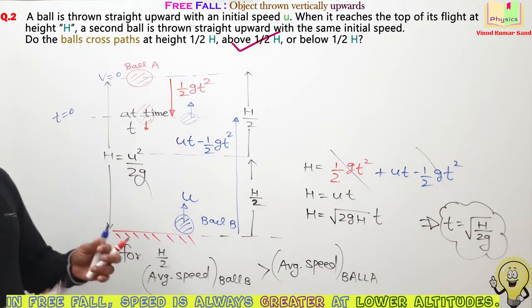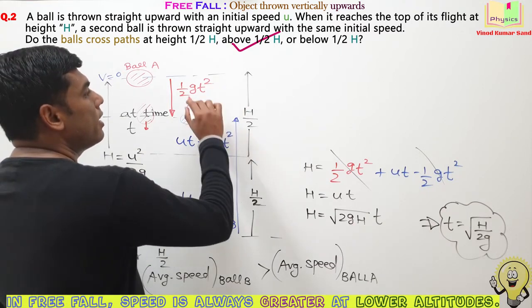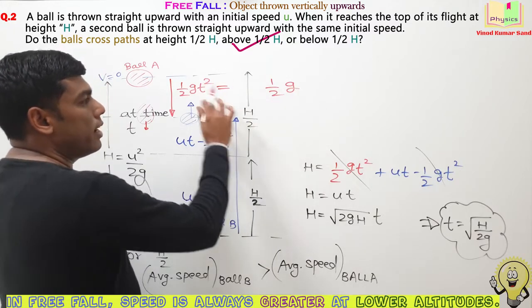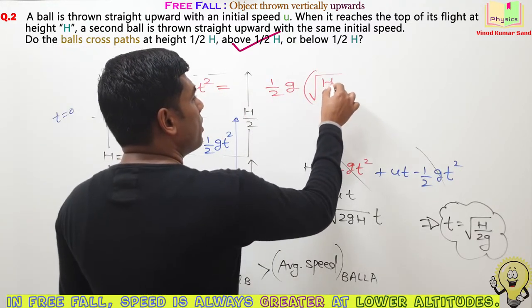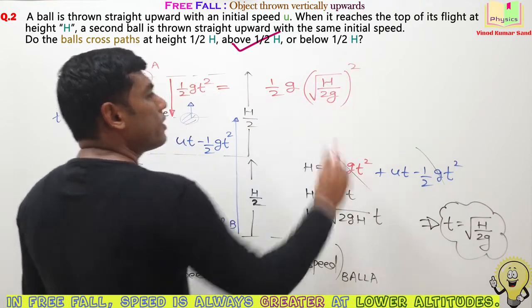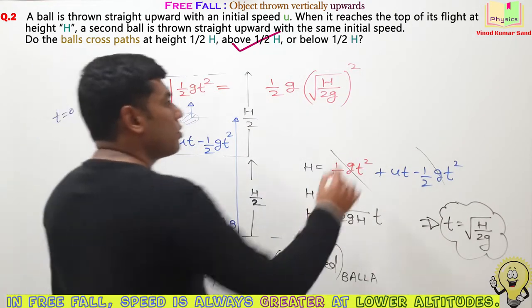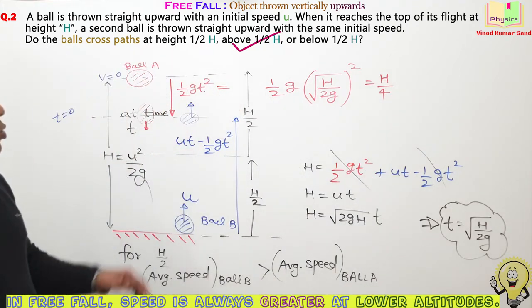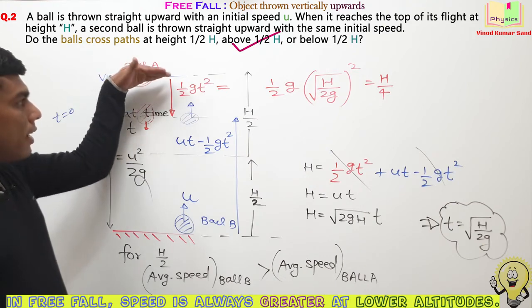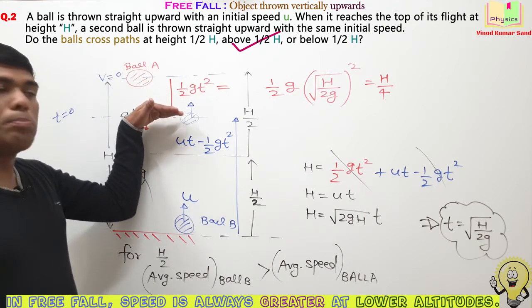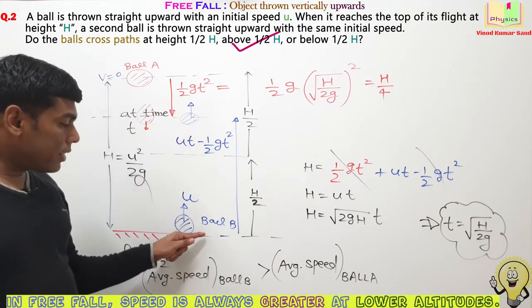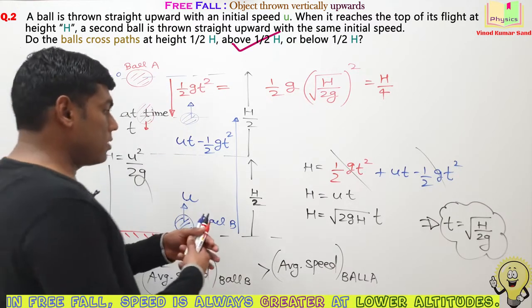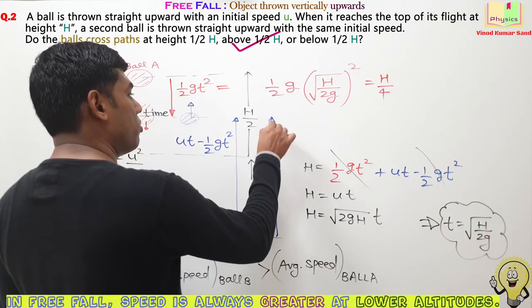Now at this moment, we can determine the height very easily. This distance will be equal to 1 by 2g. At the place of t, I am putting root h by 2g and then whole square. Is it okay? This computation gives us h by 4. So the two balls will cross their path at a level h by 4 below the top point, or at a level 3h by 4 above the ground. This distance is 3h by 4.